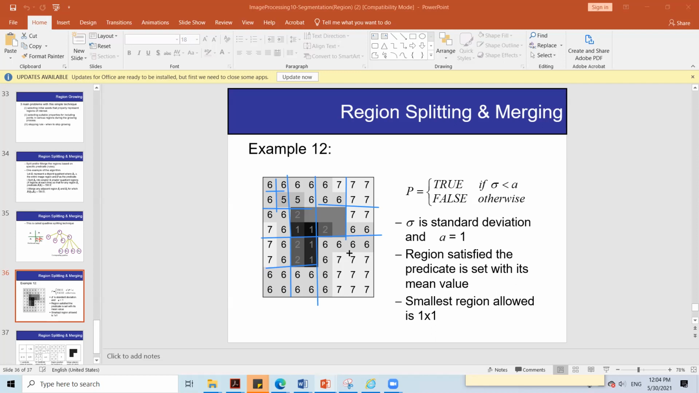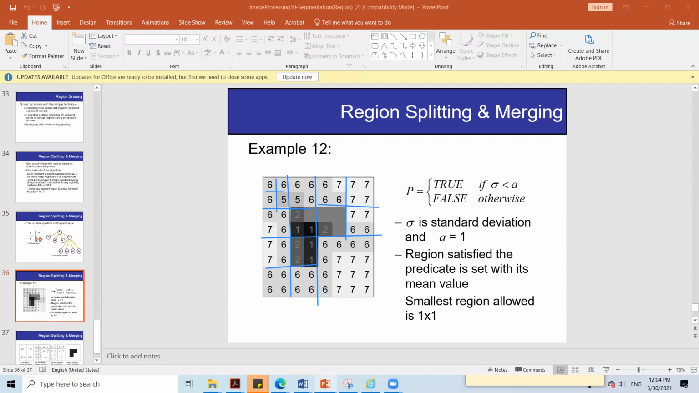The important key point for split and merge is this process. You need to check the standard deviation, whether to split or not. If you need to split, then you split it. Then when you split it, you check the smaller ones, whether they need to be split further or not. Until you cannot split, then you stop.